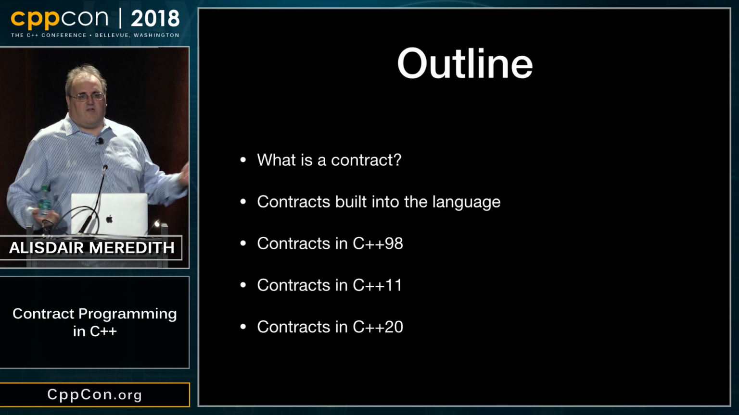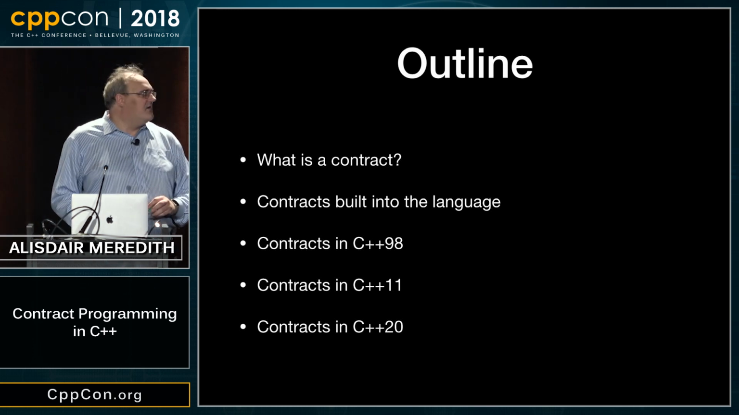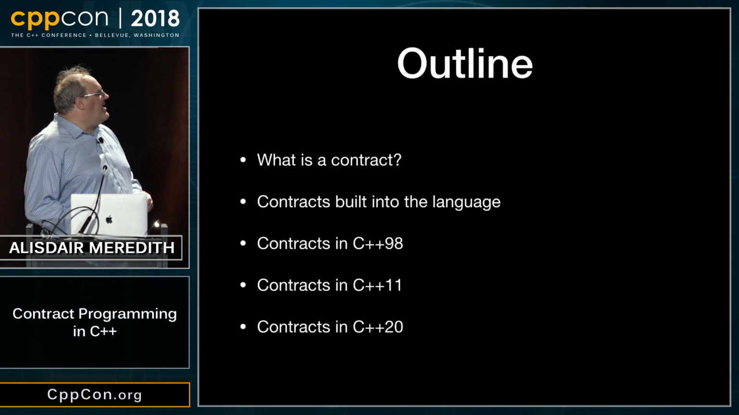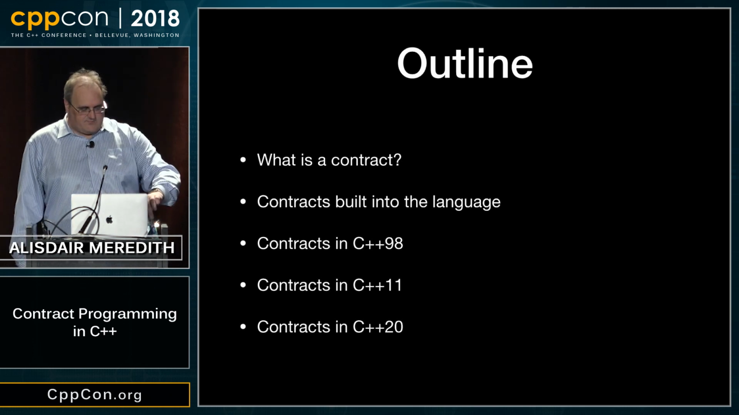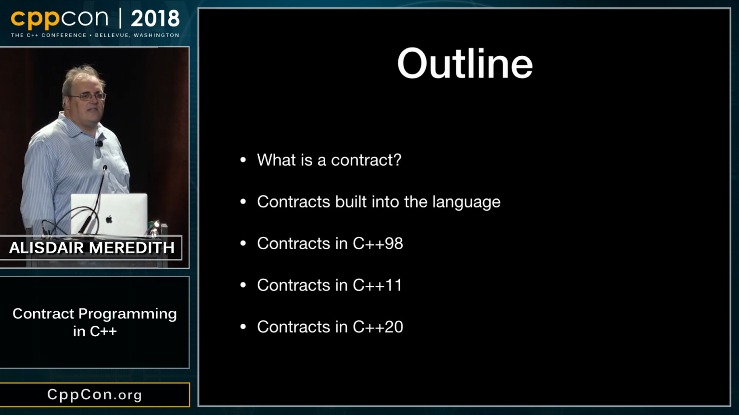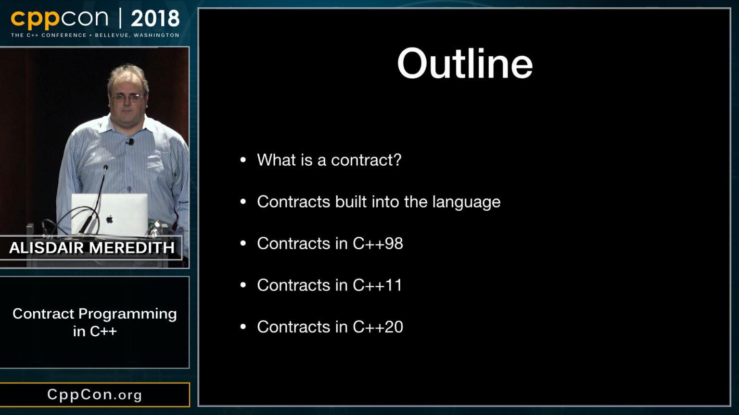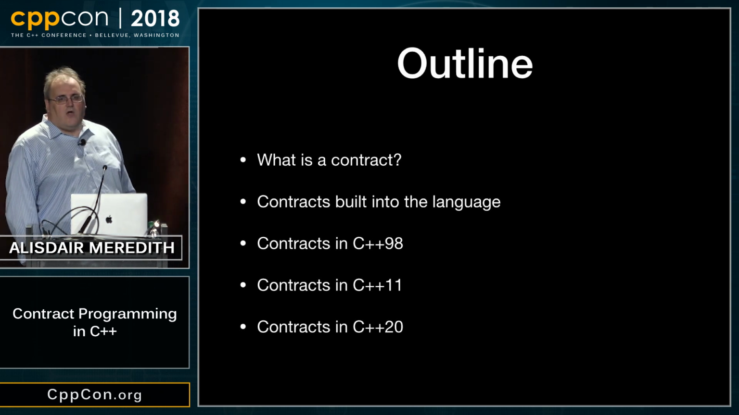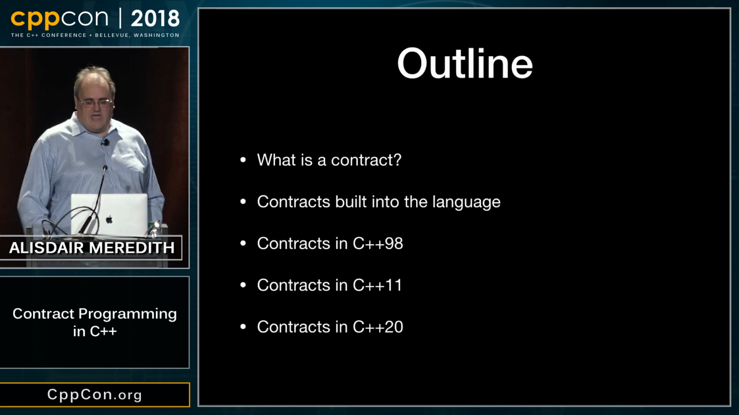Quick outline of the talk. First of all, a very quick summary of what is a contract, which was the subject of the previous talk. From there, we're going to go into how contracts can be expressed fairly directly in some parts of the C++ language, whether that helps us simplify how we document our code, and if we make those assumptions, some of the implications.